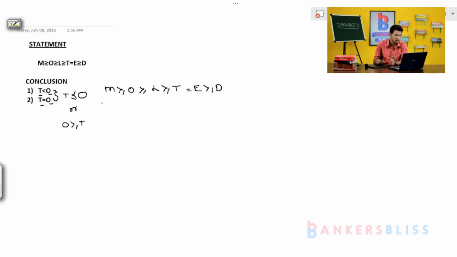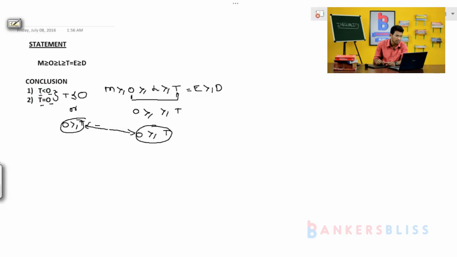Is it clear? So where is T here? T is here and O is here. Simple, again observe the common sign. O is greater than or equal to T. Then what is common here? O greater than or equal to T. So the obtained conclusion and the given conclusion match. But we are not telling that both the conclusions follow, because both the elements are the same.